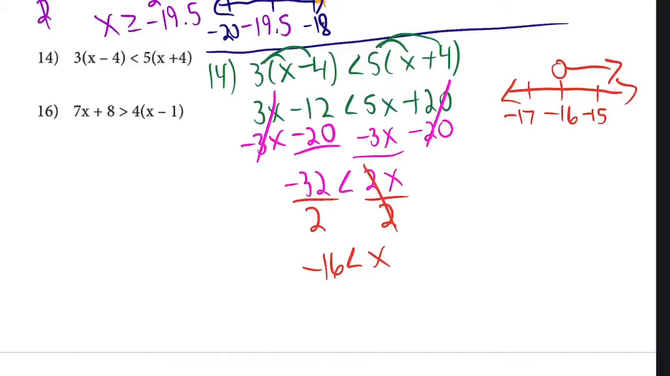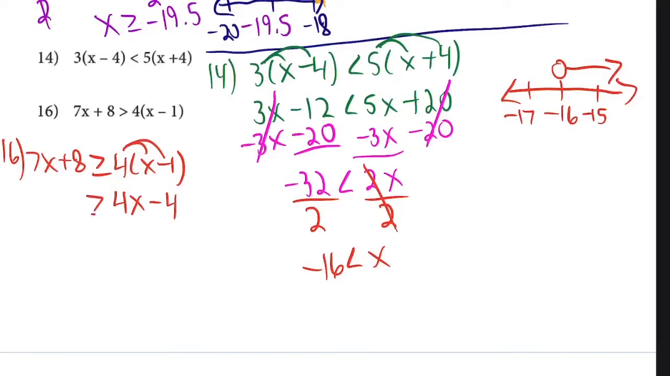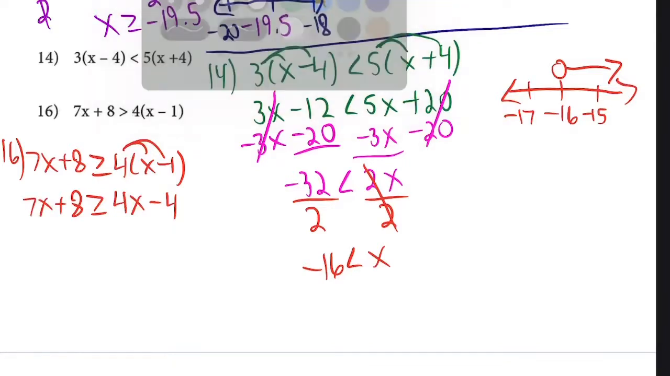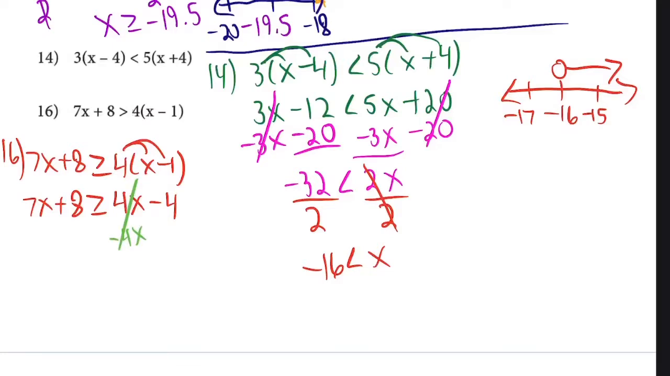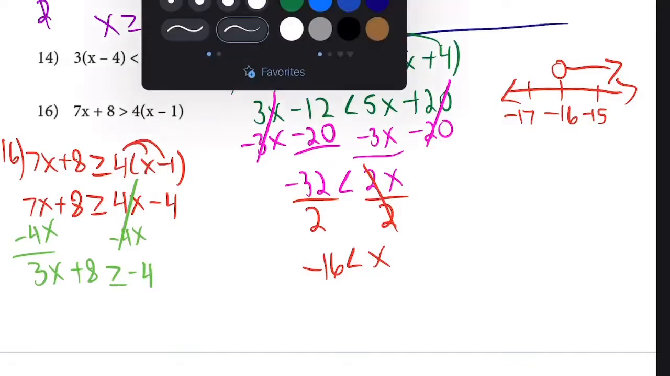Okay, let's do the last example. Since I did number 14 fast, I'll try to do this one a little slower. We're going to distribute first: 4 times x, 4 times negative 1. Copy the sign and everything else. Now we want the x's on one side. I'm going to take these 4x from the right and subtract them. 3x, and I'll even do this part in 2 steps like you're used to doing. So we have 3x plus 8 is greater than or equal to negative 4.